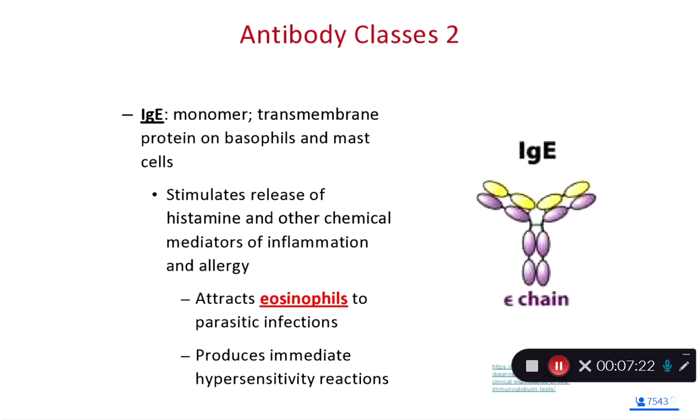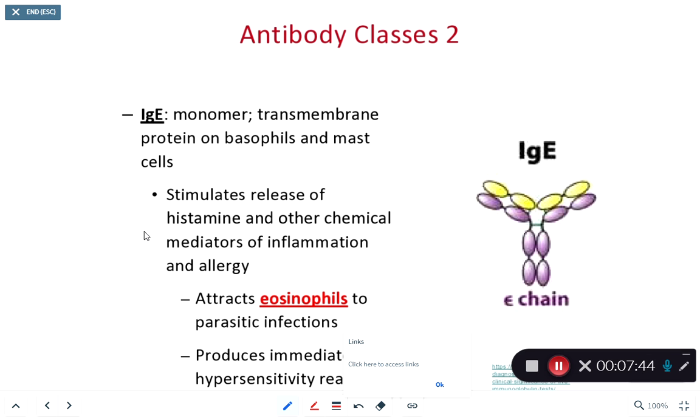Another antibody class is immunoglobulin E. When we think of immunoglobulin E, I want you to think of an antibody primarily associated with allergic responses. So if we're having lots of allergic reactions, we're going to have a lot of immunoglobulin E upregulated into our bloodstream. When immunoglobulin E gets to our basophils and mast cells, we're going to have the release of histamine and other chemicals associated with the allergic response.